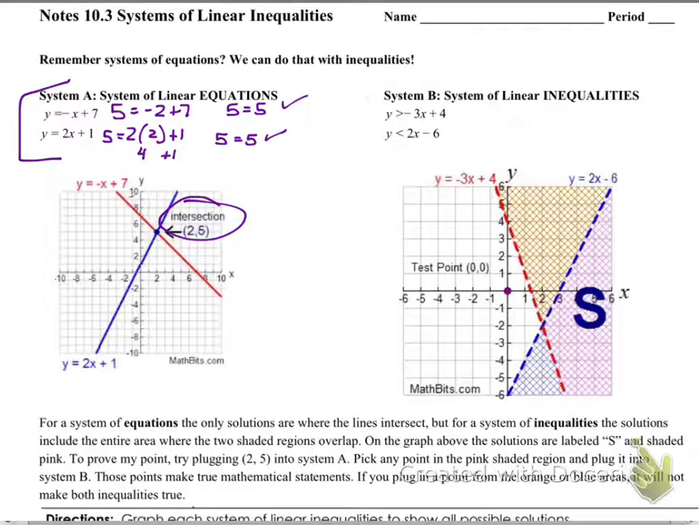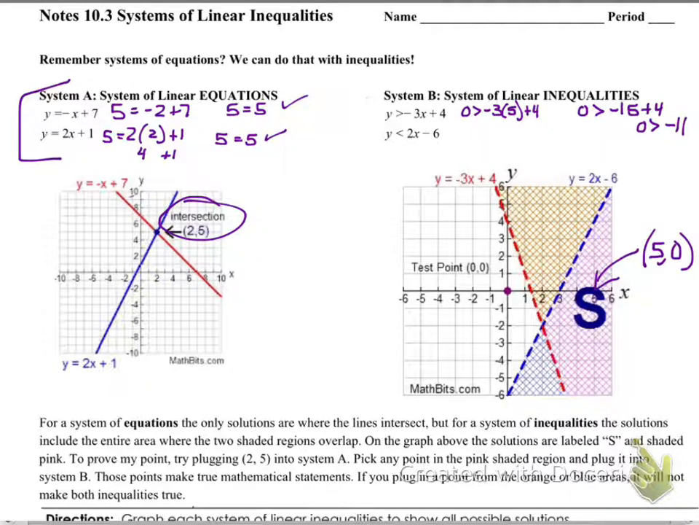Don't believe me? Plug in a point. Try the point, I don't know, 5, 0, maybe? That point right there. Plug it in. My x is 5, my y is 0. Is 0 greater than negative 3 times 5 plus 4? Let's see. 0 is greater than negative 15 plus 4. Is 0 greater than negative 11? Yeah. So that point works.